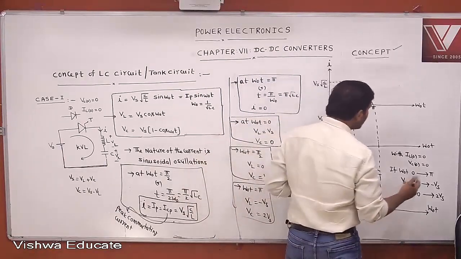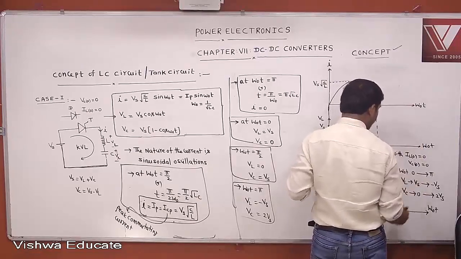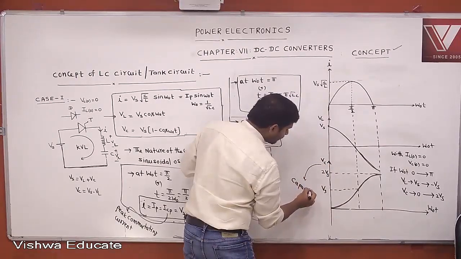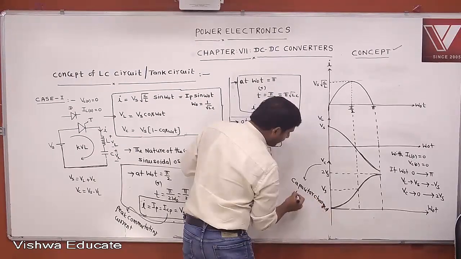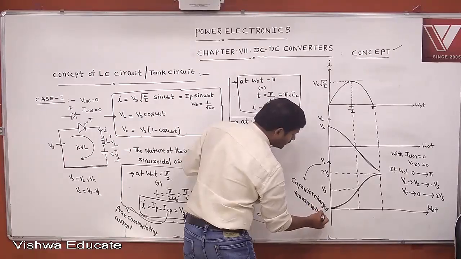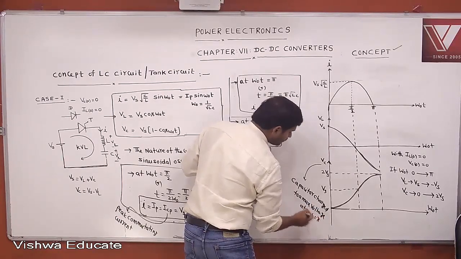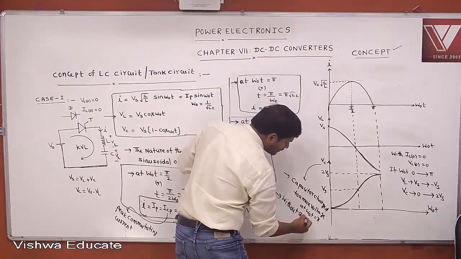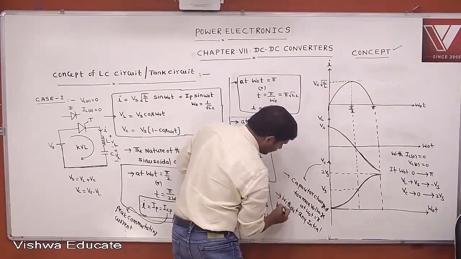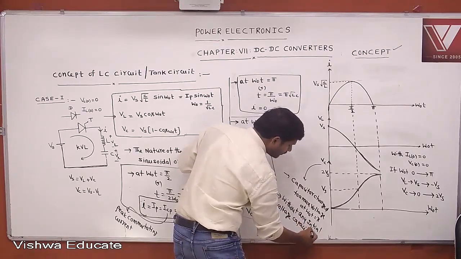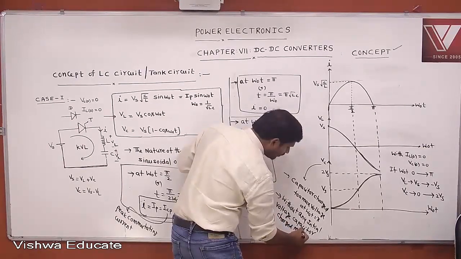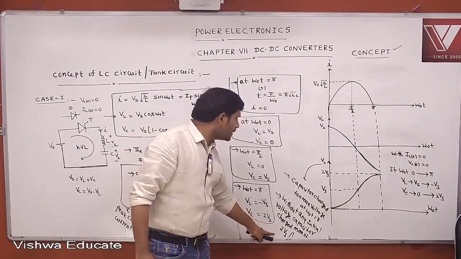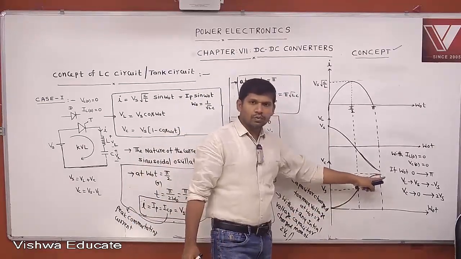That means without any initial conditions, without any initial voltage, the capacitor is charged to a maximum voltage of 2 Vs. The capacitor is charged to the maximum voltage at omega naught t equal to pi. These points you remember.